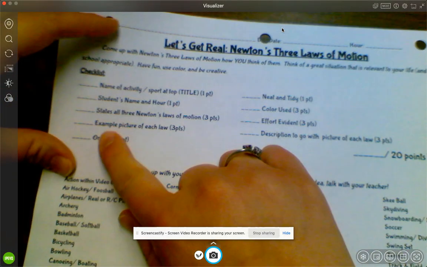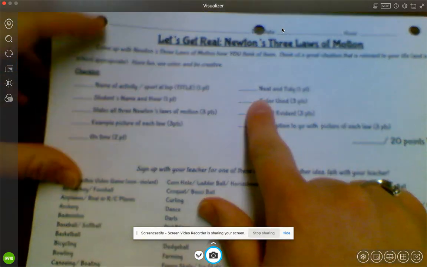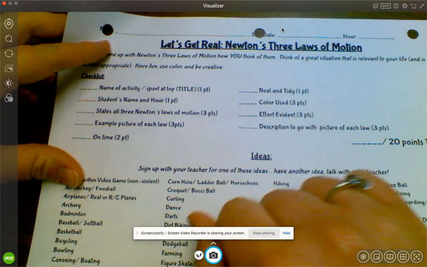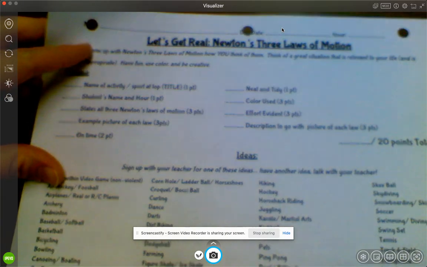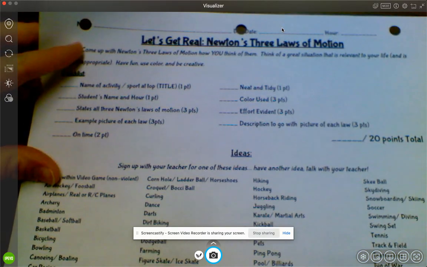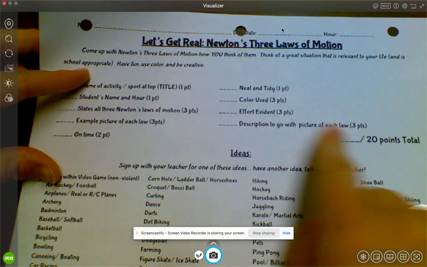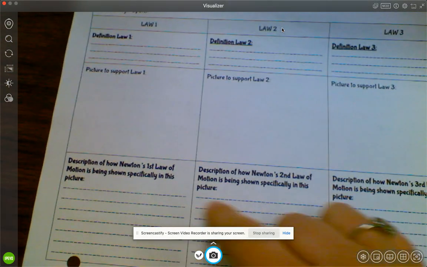Then, an example picture of each law of how you are thinking about it. Make sure it looks nice and neat and tidy. Use some color. Yes, we expect it. At this time, you should have gotten some from the office if you didn't already have some. If you still need help getting these, please talk to your teacher. Effort is evident. You gave this a good effort. And then a description to go with a picture of each law. So that's where our pictures support and then there's a description of these.